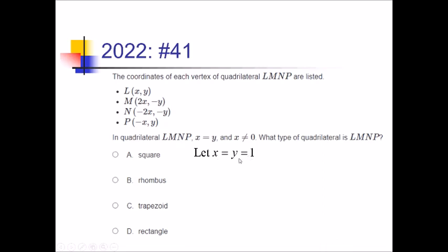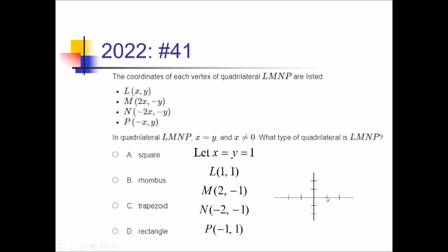So plugging in 1 for x and y, my new L coordinate here is then going to be 1, 1. For M, I'm going to have 2, -1. For N, I'm going to have -2, -1. And for P, I've got -1, 1. Let me draw a very small x and y axis, and I'm just going to plot these 4 points on there and see what I've drawn.